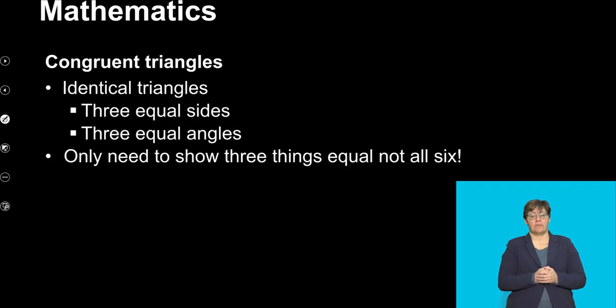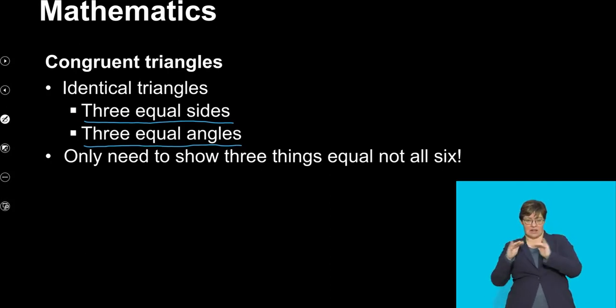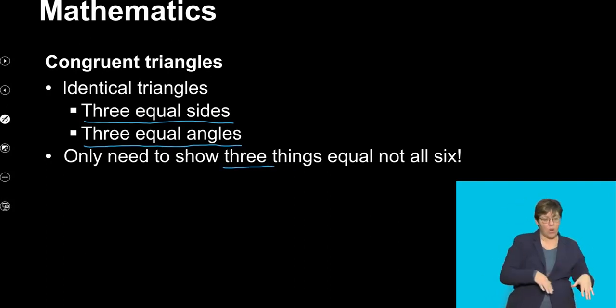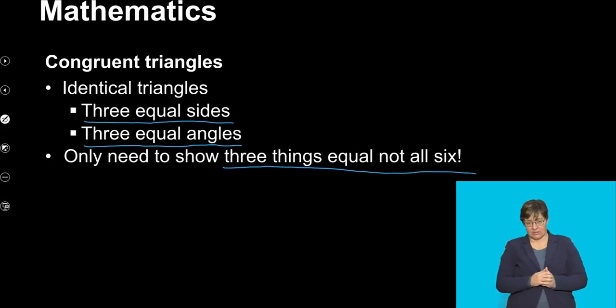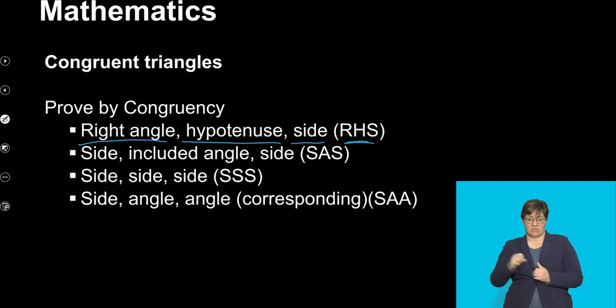Now, with congruent triangles, remember I spoke about how we can use the properties to talk about whether they are identical or not. If they are identical, it means the three equal sides need to be seen, and also the three equal angles need to be seen. But you don't need to prove both equal sides and equal angles. You can choose to show three things equal, not all six. So you don't need to show all of them to be equal to each other. What do I mean? If I prove by congruency, I will have a right angle in both the triangles. I will have a hypotenuse. I will also have a side. We call this RHS, right? I can prove this as one of the ways to talk about congruence.